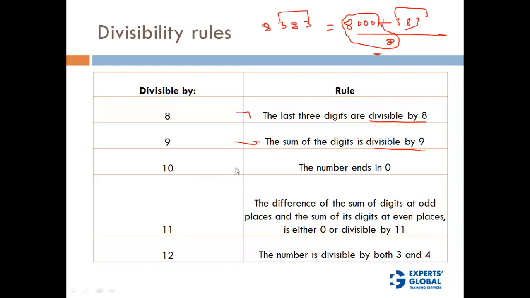Divisibility by 10, pretty straightforward: the number has to end in 0. 11, this is a tricky part. The difference between the sum of digits at odd places and the sum of digits at even places has to be either 0 or divisible by 11.